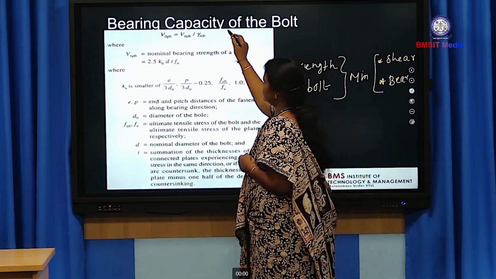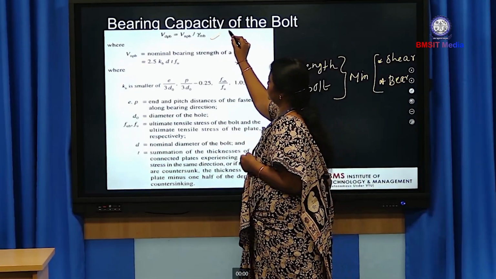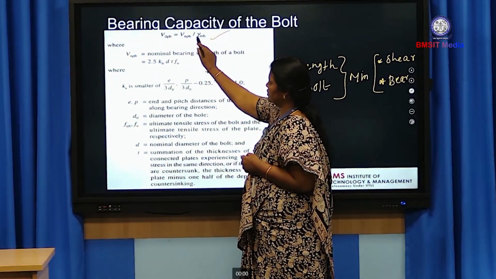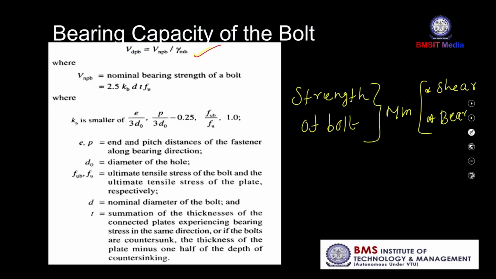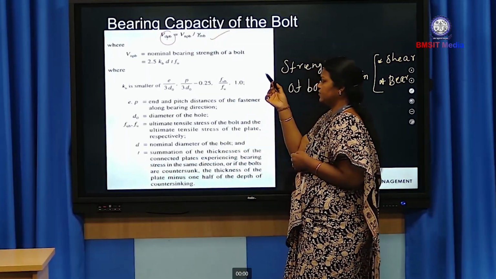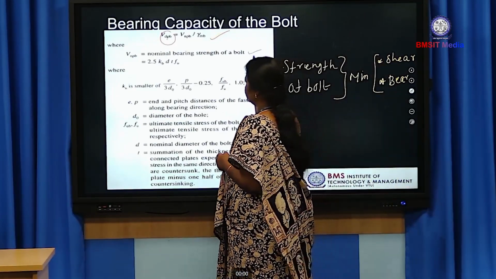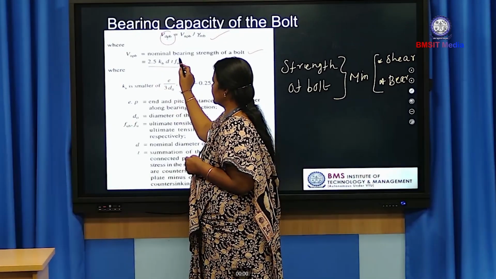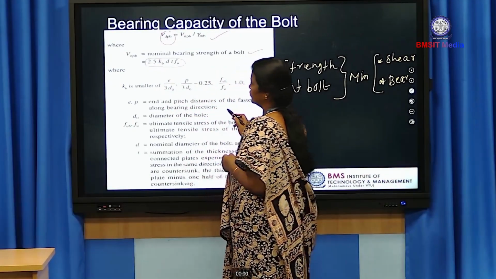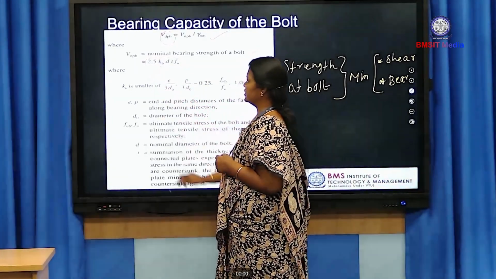This formula is available in IS 800:2007, that is V_dpb equal to V_npb divided by gamma_mb. This is the design bearing capacity of the bolt, where d means design. This is the nominal bearing capacity of the bolt. This is the partial factor of safety of the bolt, 1.25 only. So, nominal bearing strength of the bolt is equal to 2.5 times k_b d t f_u. So, this is a factor. How can we find out the k_b?